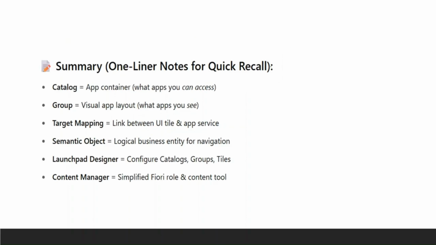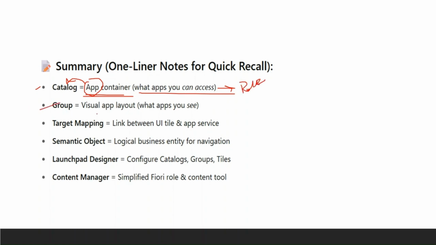I have just jotted down some one-liner notes for quick recall. A catalog is an app container. Applications actually reside inside a catalog, that's why its name is app container. What apps can you access? We give access to a catalog in roles. Into a role we give catalog access.